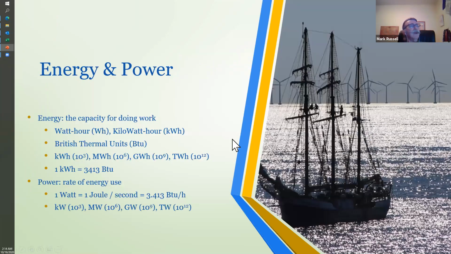So some general terminology, energy and power. We typically refer to energy in the US in kilowatts, kilowatt hours.